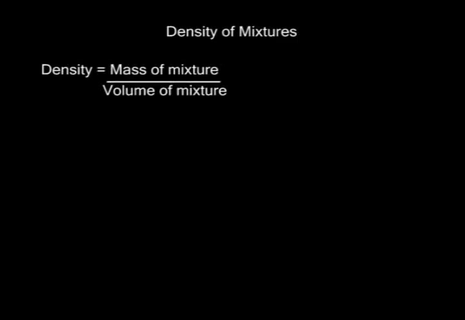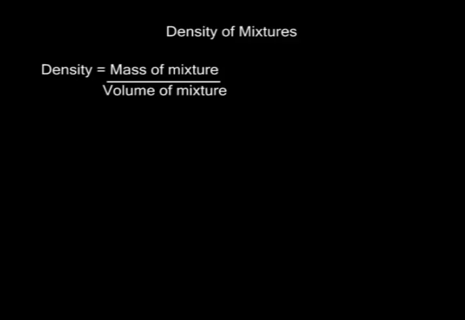What about density of mixtures? Now, a mixture is obtained by putting together two or more substances such that they do not react with one another. The density of the mixture lies between the densities of its constituent substances and depends on their proportions. It is assumed that the volume of the mixture is equal to the sum of the volumes of the individual constituents. Density of the mixture is equal to mass of the mixture over the volume of the mixture.